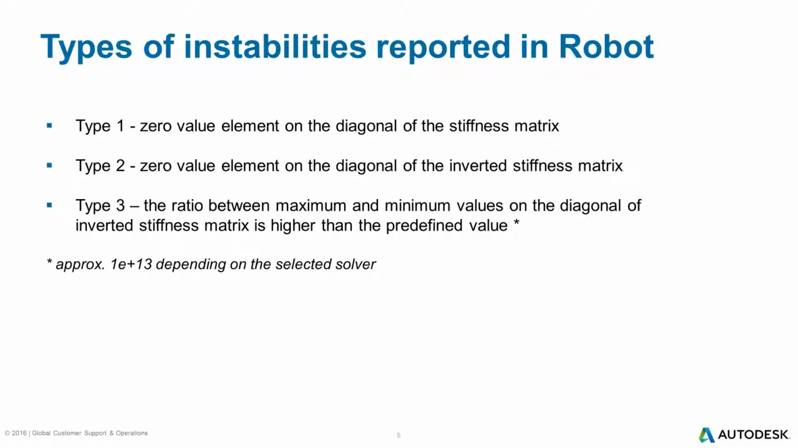Let me start with explaining what types of instabilities can be reported by Robot. Type 1 is a zero-value element on the diagonal of the stiffness matrix. Type 2 is a zero-value element on the diagonal of the inverted stiffness matrix. Type 3 is the ratio between the maximum and the minimum values on the diagonal of the inverted stiffness matrix being higher than the predefined limit. This limit is set as approximately 1 to the power of 13, but it varies depending on the selected solver. It can be caused, for example, by a large difference in sizes and lengths of elements of a model, but also can be reported for a model with excessive releases.